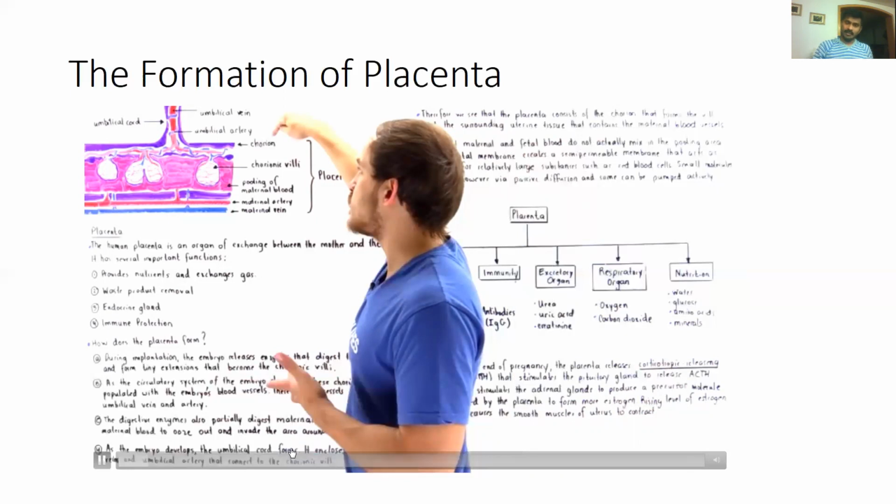So what happens is, the blastocyst creates a structure called the chorionic villi, which is in close contact with the blood, and through a process called diffusion, it transports the nutrients from the mother's blood to the baby.